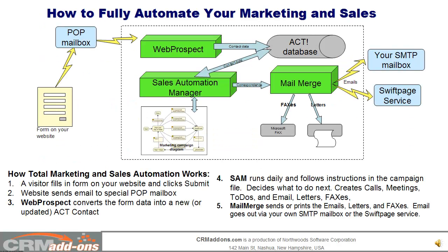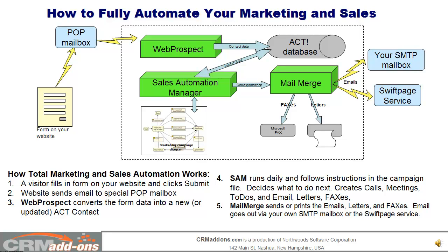This diagram shows how the Automation Bundle can fully automate your sales or marketing process. First, a form on your website sends an email to one of your POP mailboxes dedicated to receiving lead email. Web Prospect then continuously downloads the email for each lead, splits it up into its parts, and adds the contact data to ACT. If the contact is already in ACT, Web Prospect merges the new data.